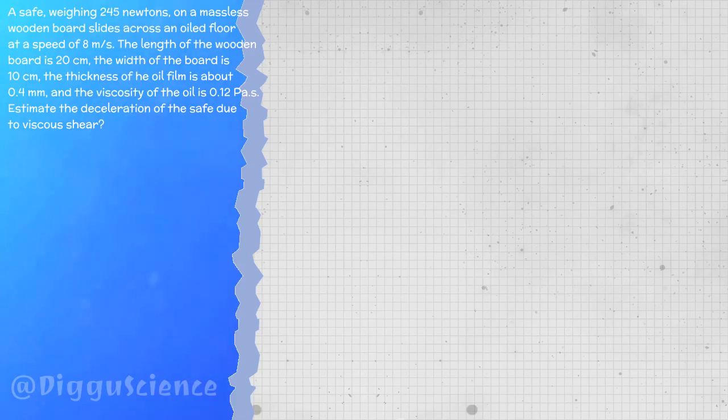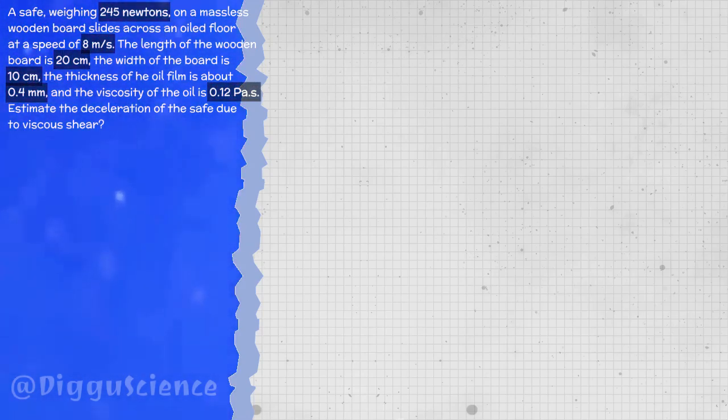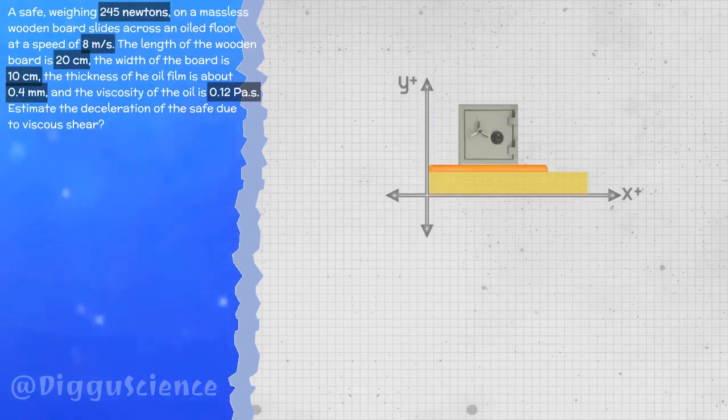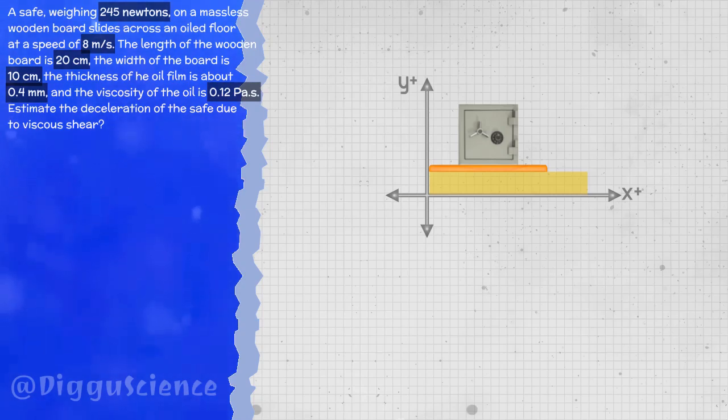On the question sheet, the length of the board, the width of the board, the thickness of the oil layer, the viscosity of the oil, and the weight of the safe are written. We will process these values to get the deceleration of the safe. First of all, we must know the shape of the velocity profile of the fluid layer. We don't know the shape of this profile. What if we assume that the fluid velocity profile is linear?